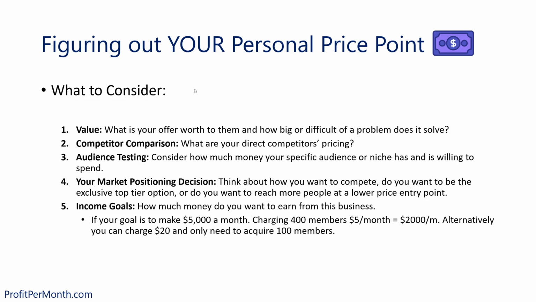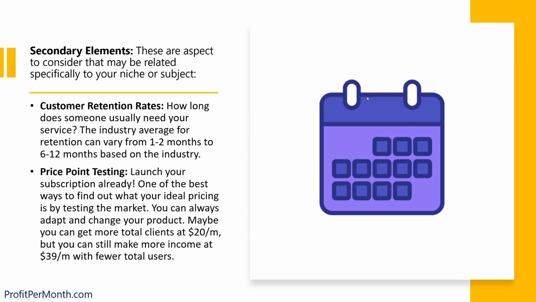And then lastly is your personal income goals. How much money do you want to earn from this business? If your goal is to make $2,000 a month, charging 400 members $5 a month equals $2,000. Alternatively, you can charge $20 and only need to acquire 100 members. So these are two different approaches to reaching your income goal, and you can either decide, hey, I want to get 100 members and charge $20, or I want to get 400 members and charge $5. These are two very different approaches, but can lead to similar income based on your income goals. So let's keep moving forward.